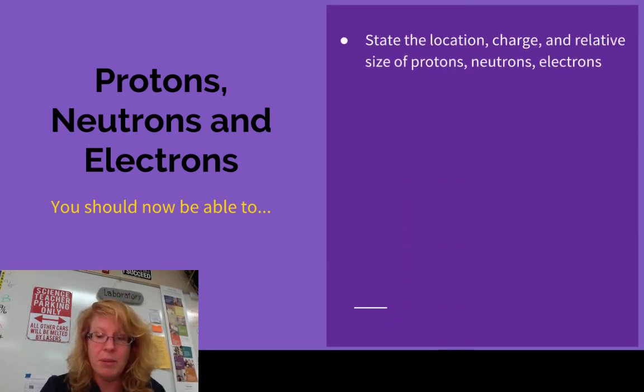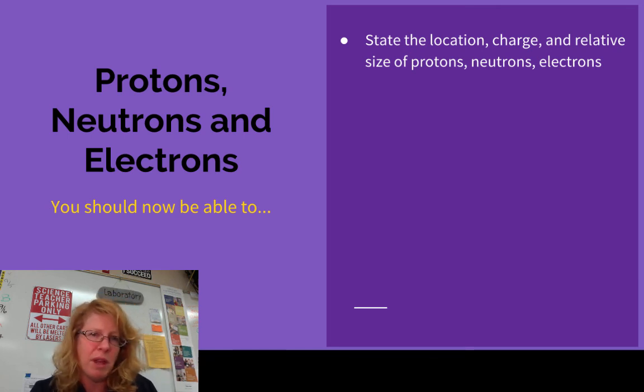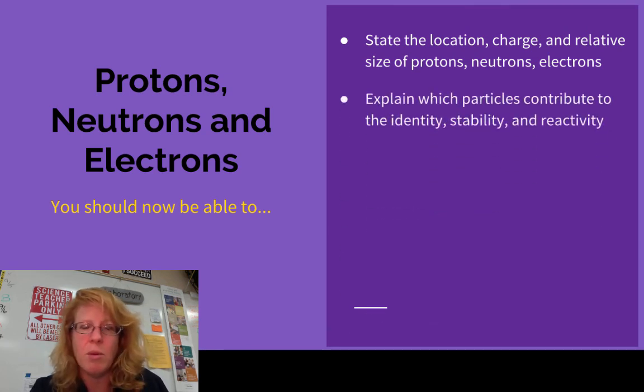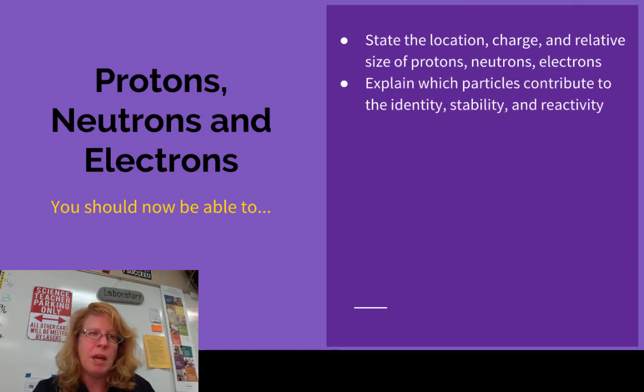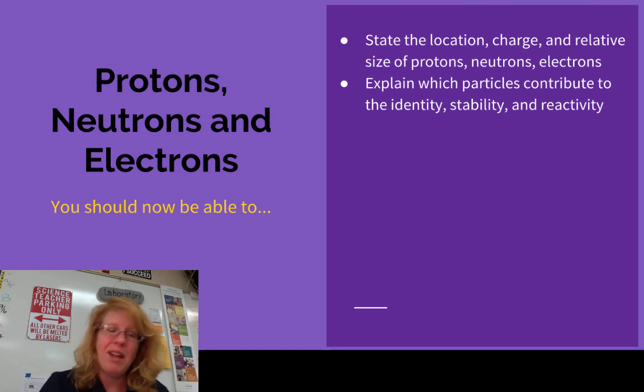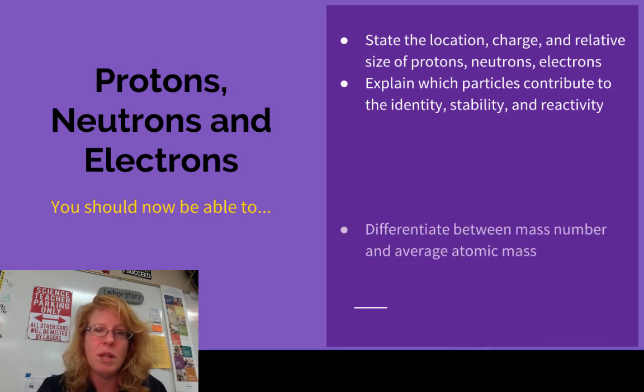I don't expect you to be able to do this perfectly, but here's some of the things that you should be able to do or maybe need to think about. Basic stuff about protons, neutrons, electrons. Where are they? What size are they? What charge are they? You should be able to tell me a little bit more now about stability, about reactivity, and about identity, and which particular particle is associated with each one.